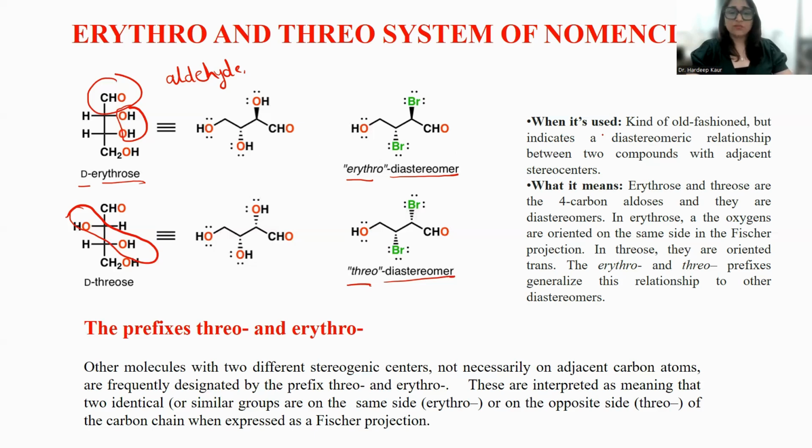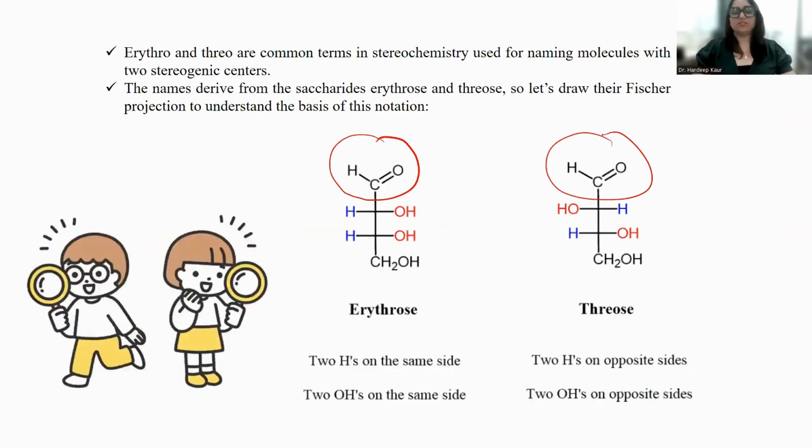Okay, so this is in a Fischer projection. The names derive from the saccharides erythrose and threose. If you draw the Fischer projection, here you can see this OH and this OH are on the same side. This OH and this OH are on the opposite side.